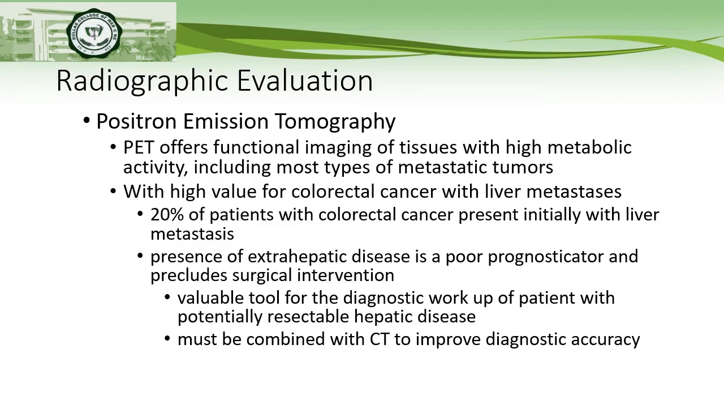More than 20% of patients with colorectal cancer initially present with hepatic metastasis, and a large percentage of patients undergoing resection of their primary colorectal cancer eventually experience disease recurrence in the liver. Although hepatic resection of colorectal metastasis provides survival rates of nearing 50%, the presence of extrahepatic disease is a poor prognosticator and usually precludes aggressive surgical intervention. PET scans are still considered a valuable tool for the diagnostic workup in patients with potentially resectable hepatic disease, but they must be combined with CT to improve the overall diagnostic accuracy.